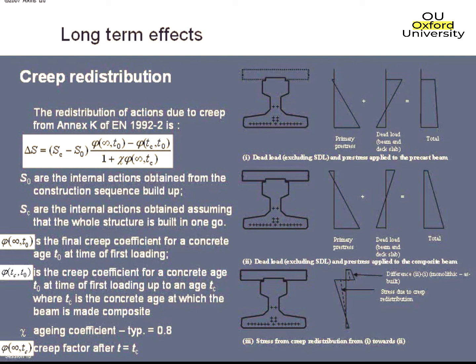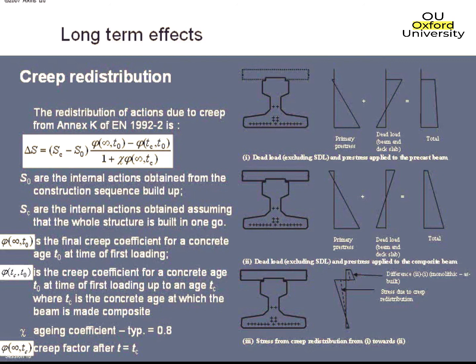So if we want to work out these internal redistribution effects from creep, we need to build up the stresses that we've actually built up ignoring creep. So this is just the pre-stress applied to the beam and the dead load, giving us a total. But then we want to pretend that we just put all the pre-stressing on the final structure. So the pre-stressing and the dead load is now applied to the composite. And we'll get two different stress blocks. We then use exactly the same expression to interpolate how far we are between these two blocks.